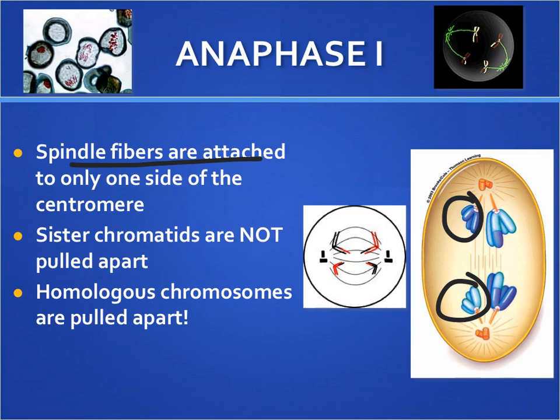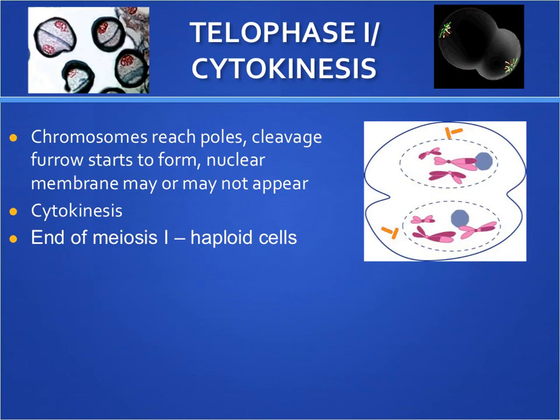So homologs are being pulled apart, not sister chromatids. So this is different than in mitosis. And then finally, in telophase 1 and cytokinesis, we're going to get the same things that we got in telophase and cytokinesis of mitosis. So the chromosomes will reach the poles, the cell will sort of pinch with a cleavage furrow. The nuclear membrane might reappear, or it may not, depending on how quickly we move into meiosis 2.